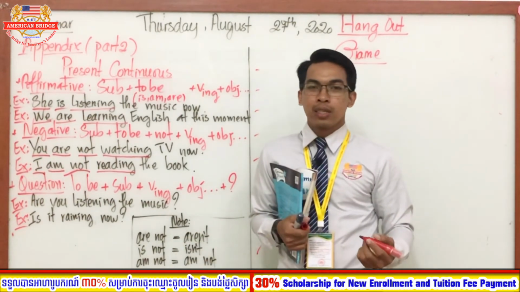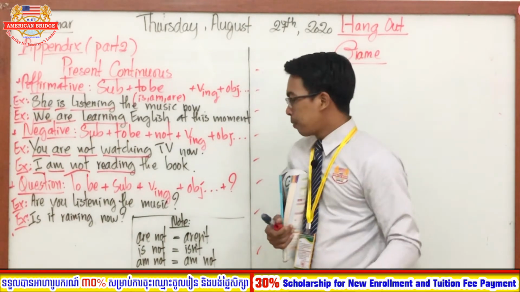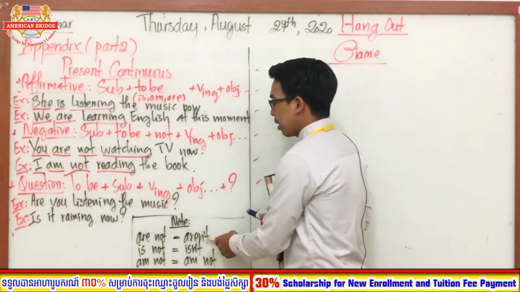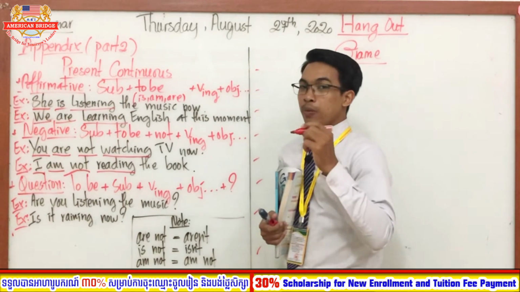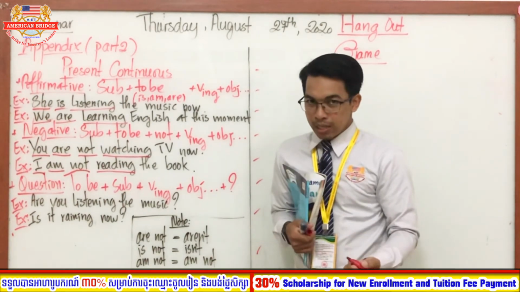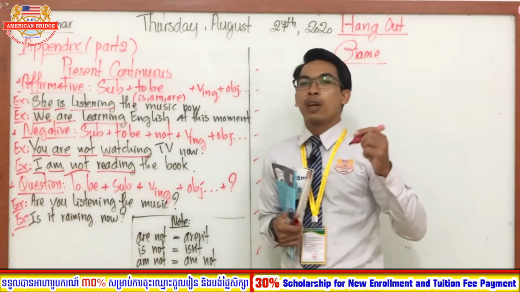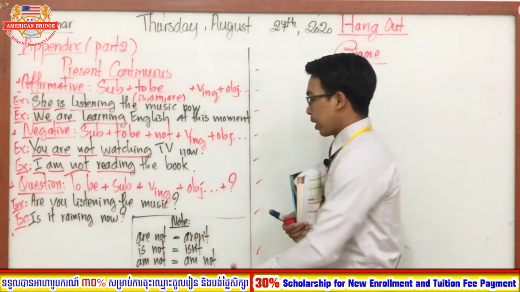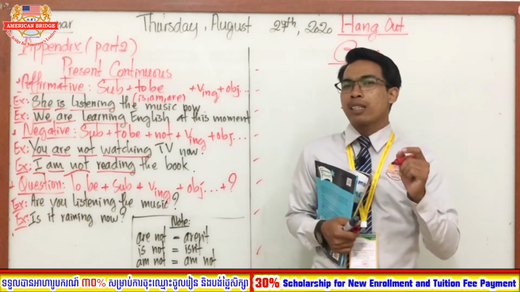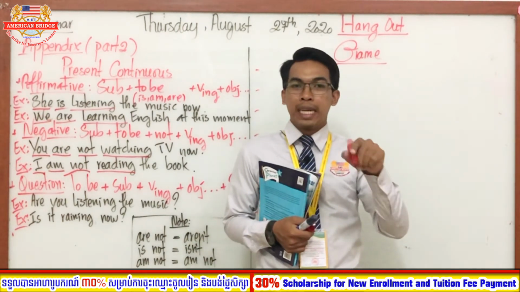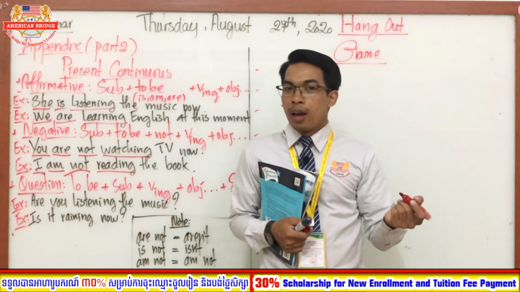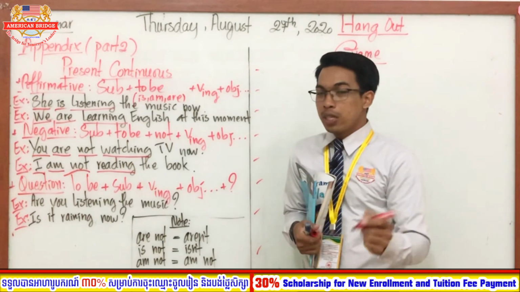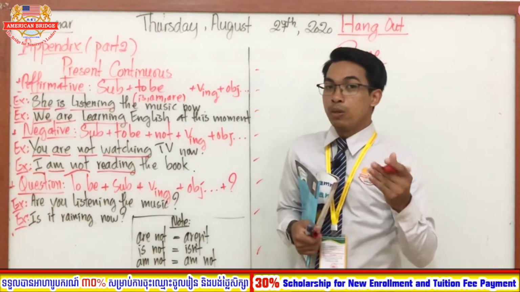Are not, the short form we can use is aren't. Is not, we can use the short form isn't. And am not, we cannot combine. We cannot combine am and not together, but actually we can combine the subject I with to be, right? So I'm not, right? Good. So you have to remember this. You can note about the negative form.